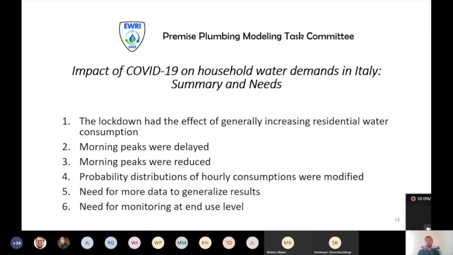Clearly, we would need more data to generalize this result, and monitoring of end use would be of great interest, but in this situation, we did not have this kind of data at our disposal.